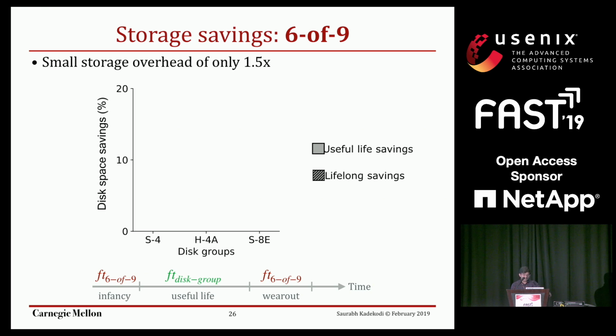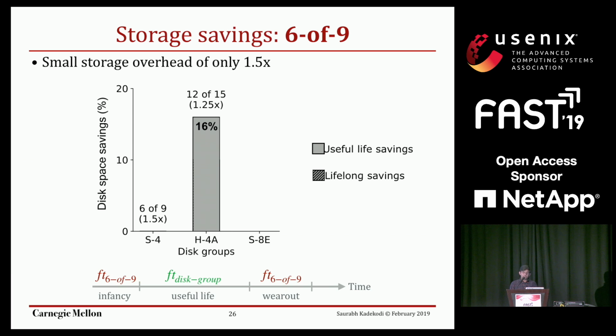And so in this graph, I have the disk groups we evaluate on the x-axis, and on the y-axis, the disk space saved as a percentage. For S4 disks, since that was our baseline, we never changed the redundancy scheme, and therefore we see no benefit. For H4A disks, which had a 1.82%, we could employ a 12 or 15 erasure code during useful life without compromising the target reliability.